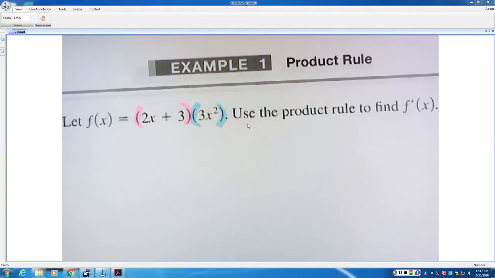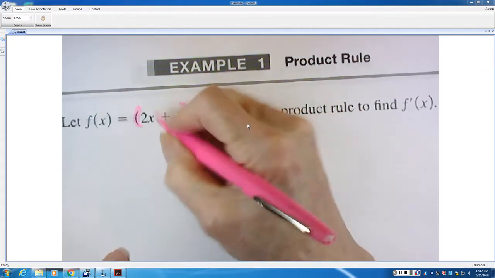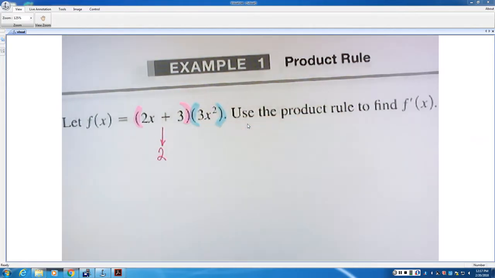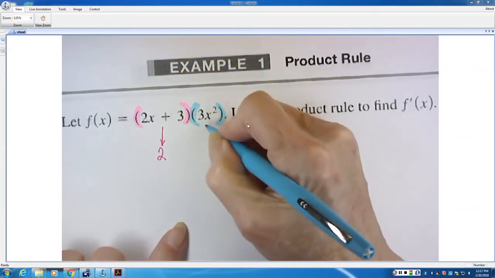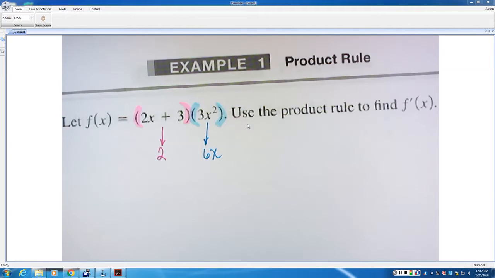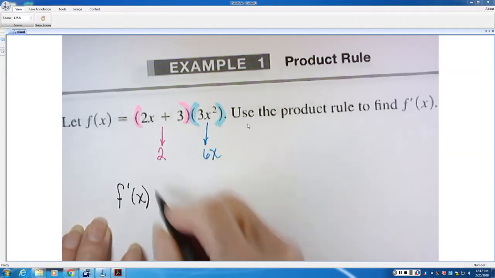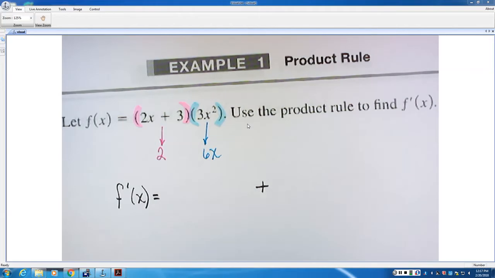So the first thing that we're going to want to do is take the derivative of each factor. So the derivative of 2x plus 3 is 2. And the derivative of 3x squared is 6x. Now this is the way that the product rule says that you do this. In order to find f prime of x, it's going to be adding two things together. The first thing we're going to add together is the first factor.